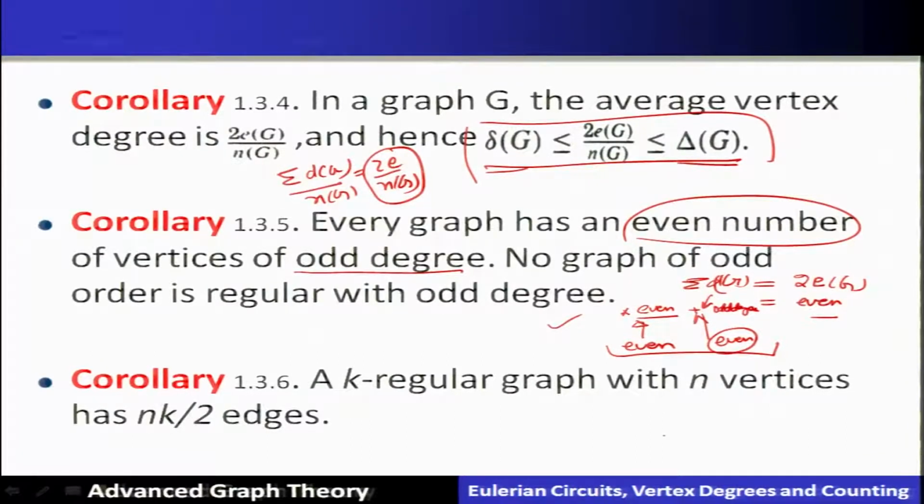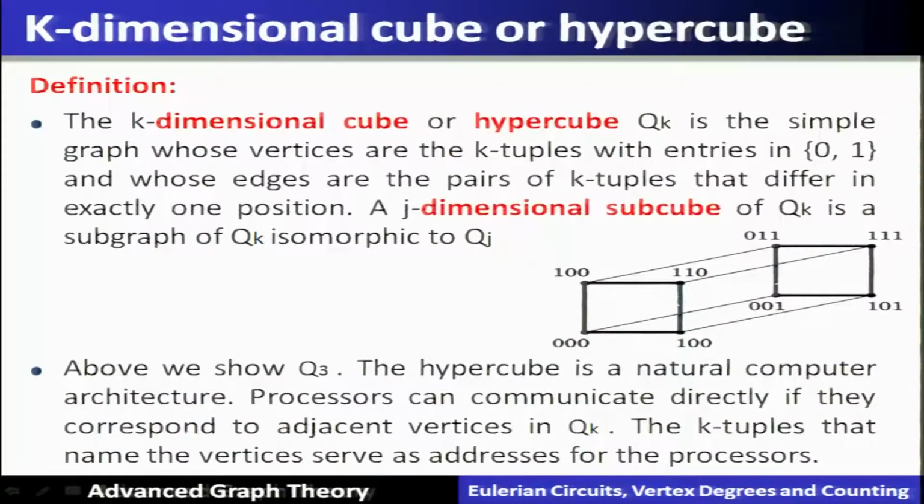Another corollary which says that a k regular graph with n vertices, what is the degree sum? kn, and that will count twice the number of edges. So, if you want to find out how many edges are there, then you divide by 2. So, this will be the total number of edges. So, if a k regular graph with n vertices is there, then it has nk by 2 edges. Now, we are going to see a k dimensional cube or a hypercube structure.